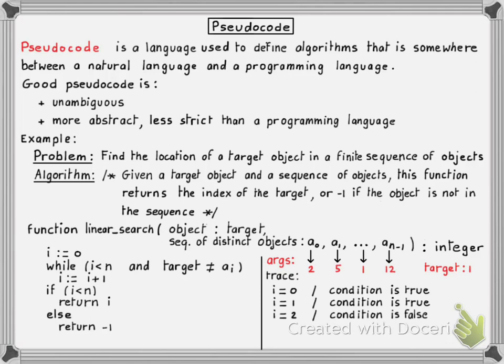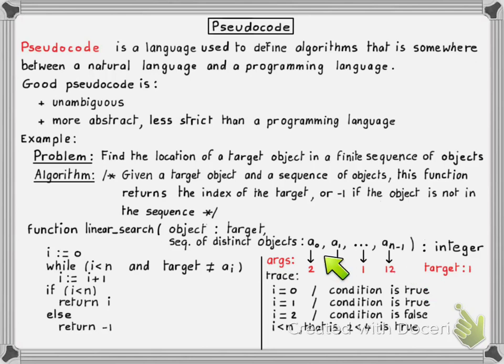Why is that? Because i is still less than n, but a sub i, which is a sub 2, is equal to 1, and that is equal to the target value of 1. Therefore, the condition is false. We get out of the loop. Now, we check the next line of the algorithm that says, is i less than n? Now, the answer is what? Well, 2 is less than, what is the value of n in this case? That's right. The value of n is 4, because there are 4 elements in the sequence.